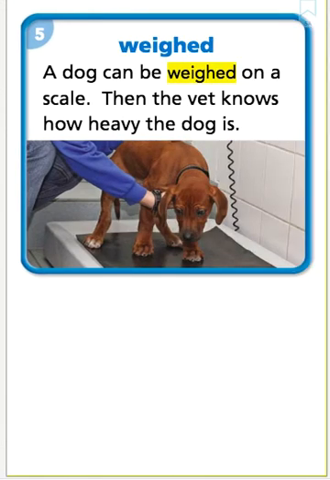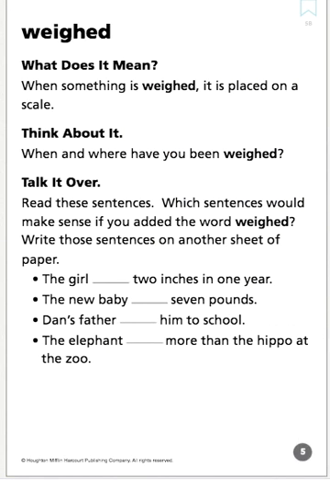Our next word is weighed. A dog can be weighed on a scale. Then the vet knows how heavy the dog is. What does it mean? When something is weighed, it is placed on a scale.